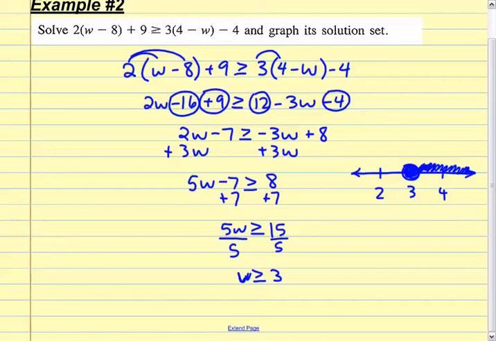All right? So that's a graph of all the solutions for that inequality. Okay? Anytime I plug in a number that's greater than or equal to 3, then this inequality up here is going to be a true statement. All right? Nice. Okay, well, let's look at the next one.